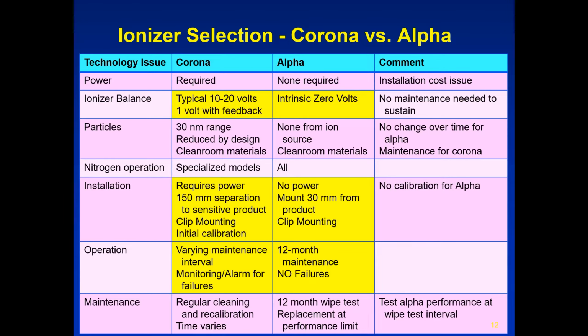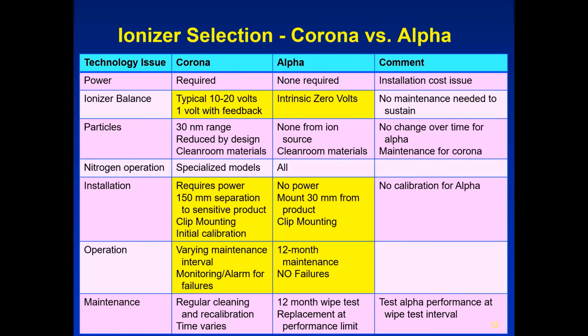When you install corona ionizers, you need to have power. You have to supply power to them. Typically, you have to keep them about 150 millimeters or 6 inches from your sensitive product, because corona ionizers do have an electric field. And by comparison, alpha ionizers, no power required, and you can mount them as close as 30 millimeters from the product.